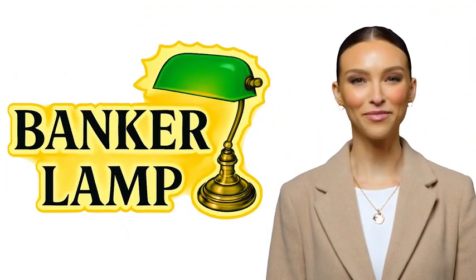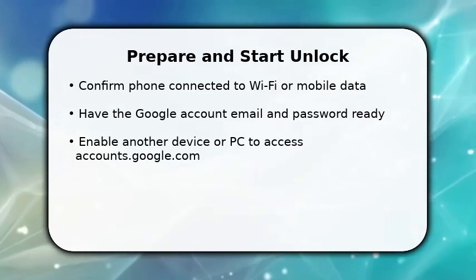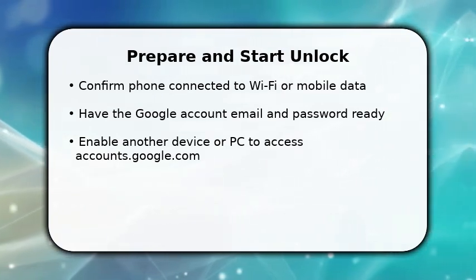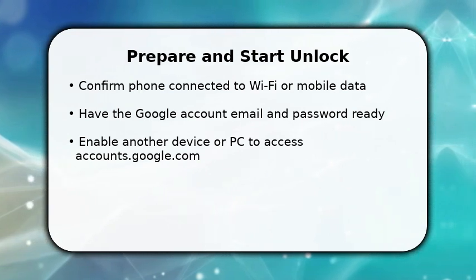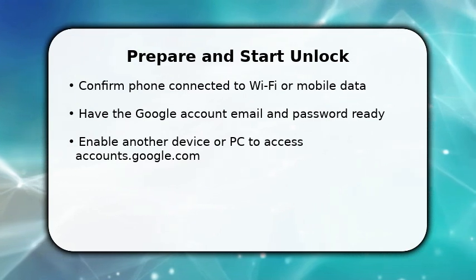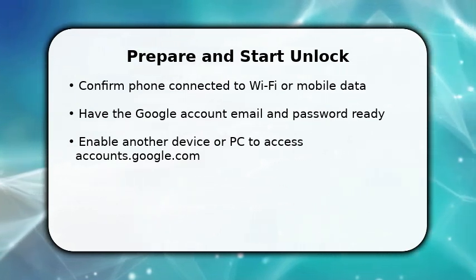Please enjoy the video. You're starting right away. Make sure the locked phone is online and you know the Google account that was used on it. Once done, open a browser on another device and sign into accounts.google.com to verify access. This proves ownership and lets you change settings remotely.